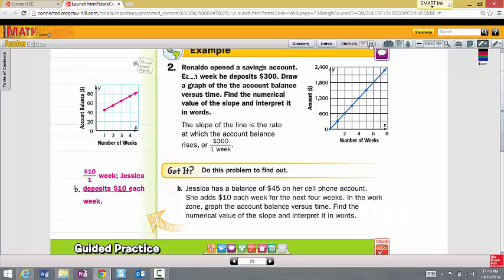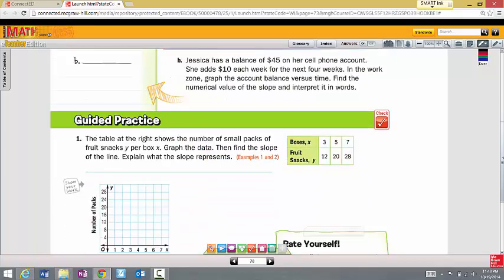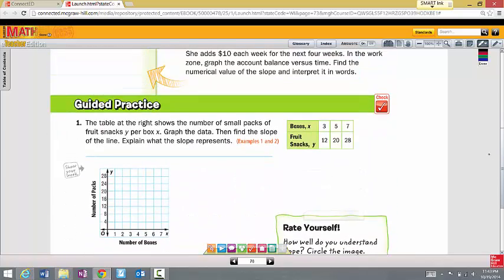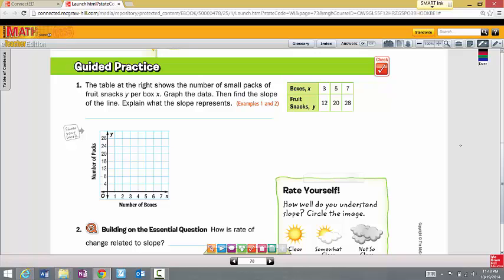So now your homework is to do your guided practice. Just one problem. Number 1. You need to calculate the slope. You need to graph it. And you need to tell me what it represents. Okay? Okay. That is it then.